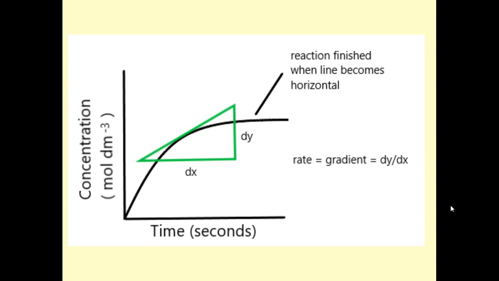And the units of that will depend on what we've measured. So in this case, we've got concentration against time, so it will be moles per decimeter cubed per second. If we had a gas volume measured in centimeters cubed, then it will be centimeters cubed per second.